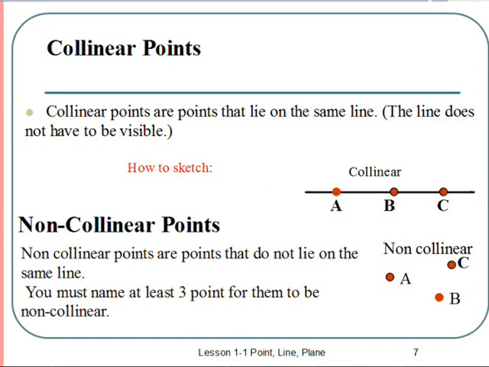Collinear points. Okay, collinear points are points that lie on the same line. The line doesn't have to be visible. We don't have to be able to see it, but it makes it useful for us. So collinear points look like this. A, B, and C, those points are all collinear.